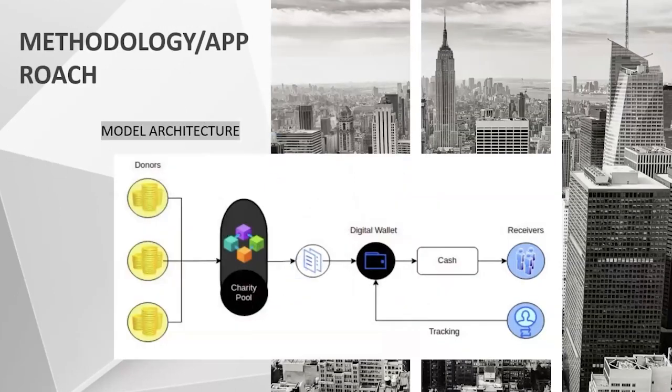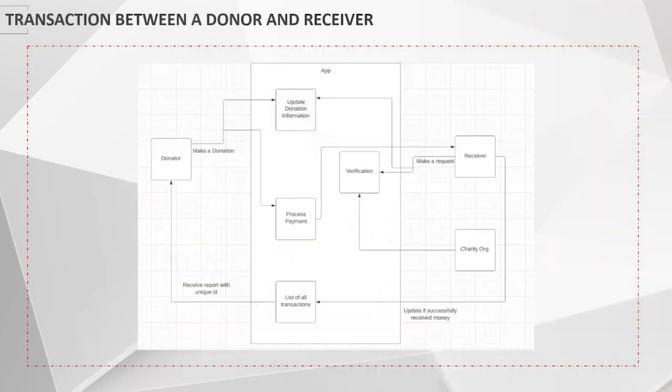So this is the model architecture. The receivers post a request, and the donors donate through a charity pool, through a proper digital wallet with an ID number, so the money can be transferred to the receivers. The receiver makes a request, and it will be verified, and only upon verification will the donor see the request. Then he'll donate the required amount, and he'll also receive a unique ID through which he can track his donations.